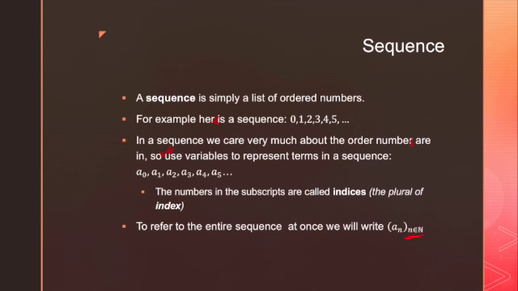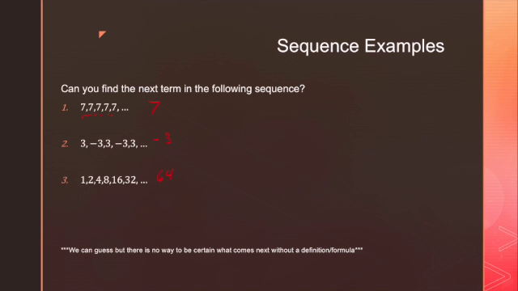How about this example 3 right here? I have 1, 2, 4, 8, 16, 32. What am I doing each time? Well, it looks like I'm multiplying by 2. So the next answer would be 64. Now, given a sequence, we can guess, but there's no way to be certain what comes next without a definition or a formula.